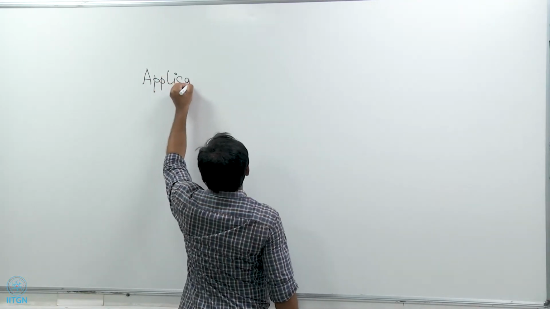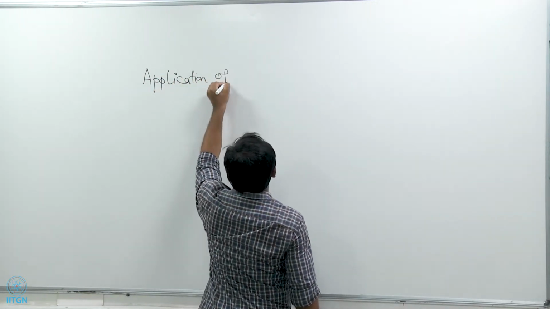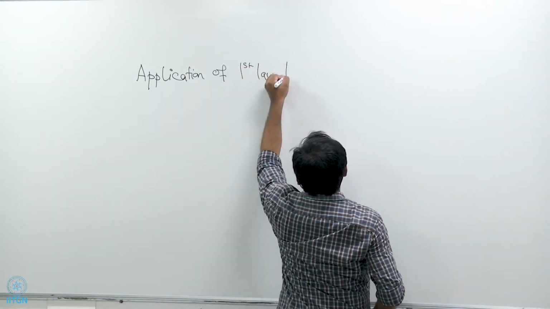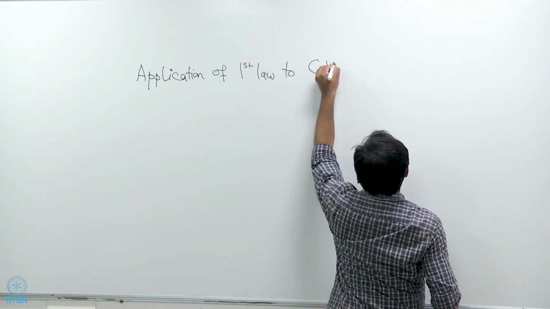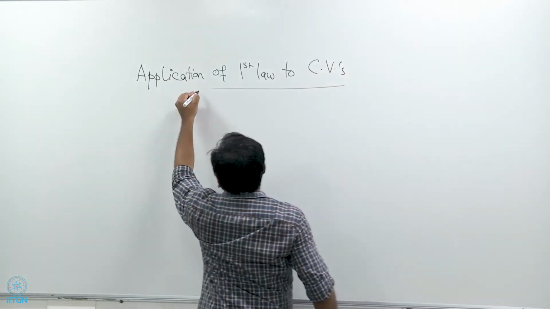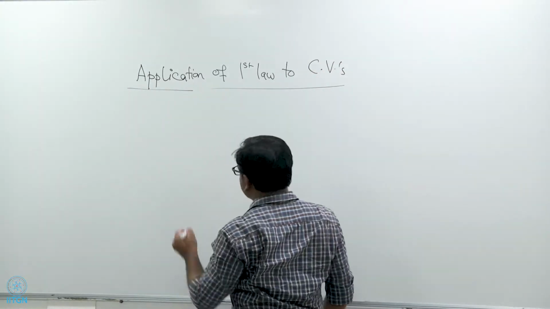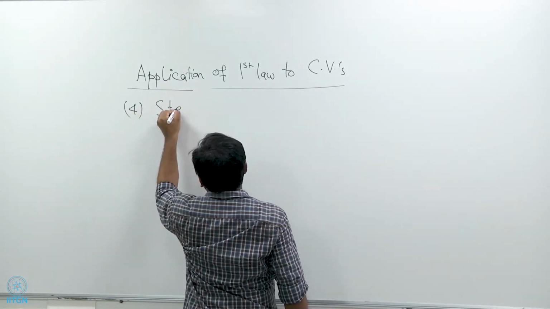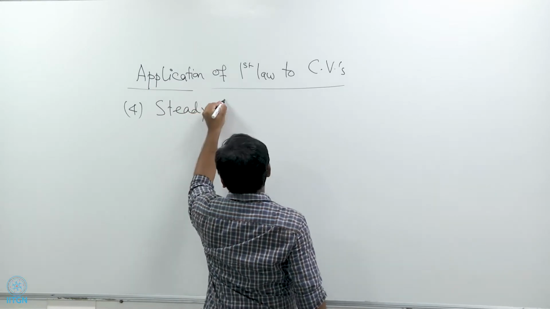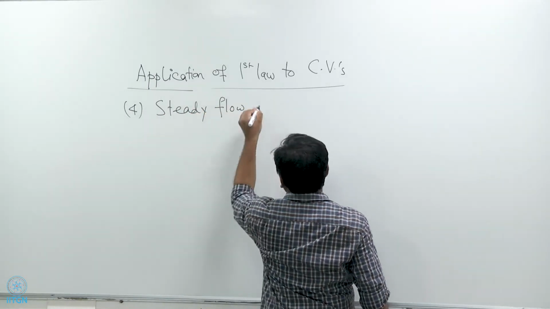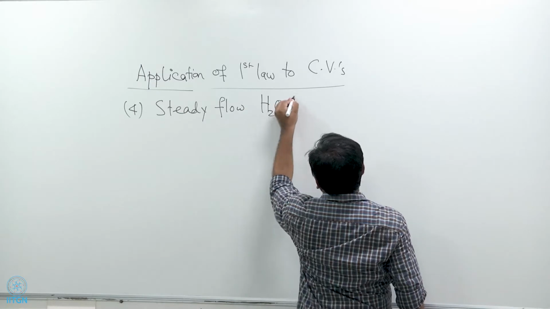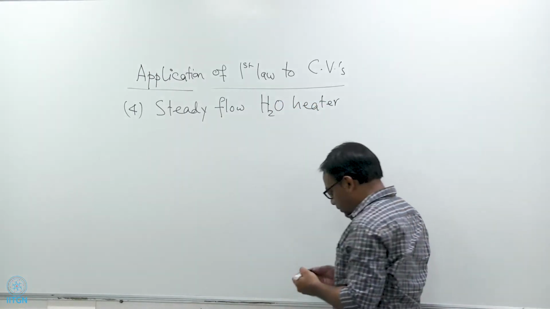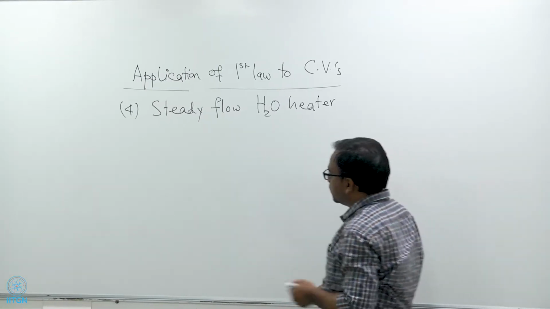application of first law to control volumes, and today's number is 4th, that is steady flow water heater. Okay. So it's very simple, the idea is very simple.